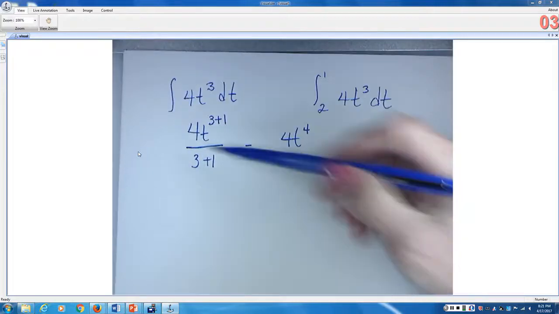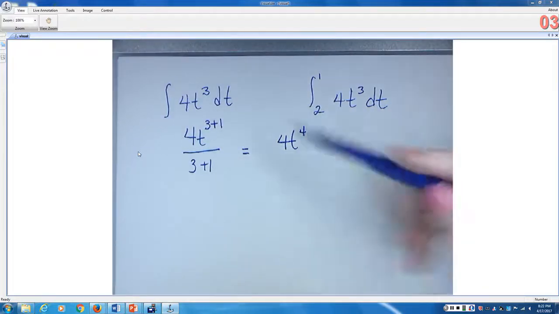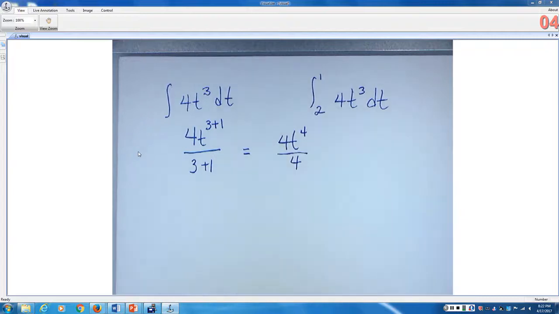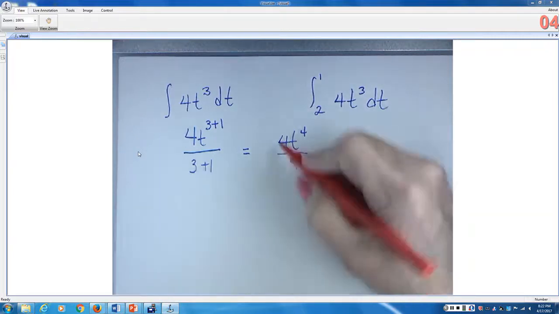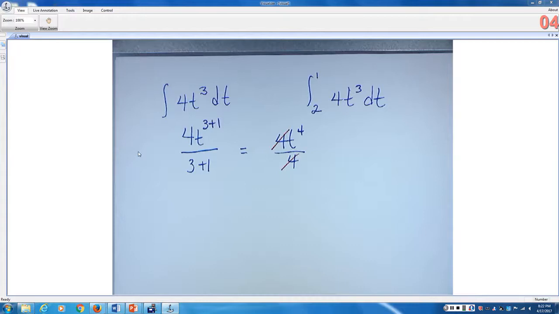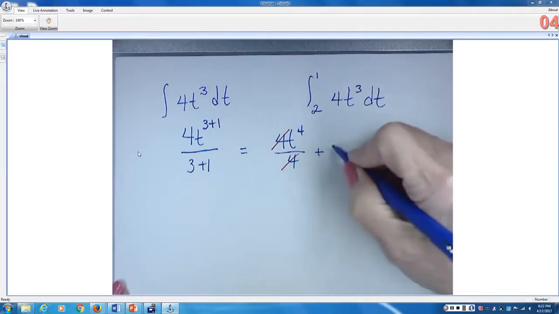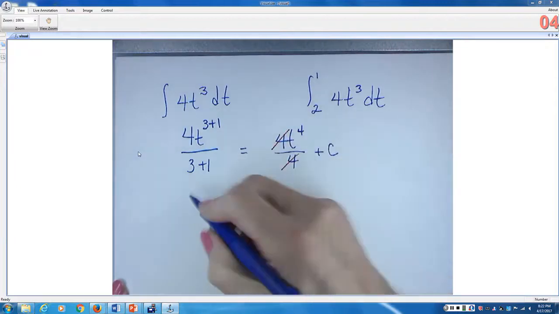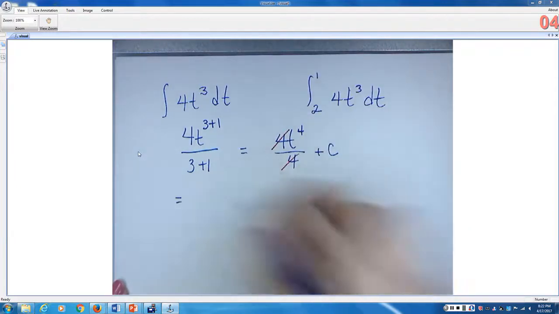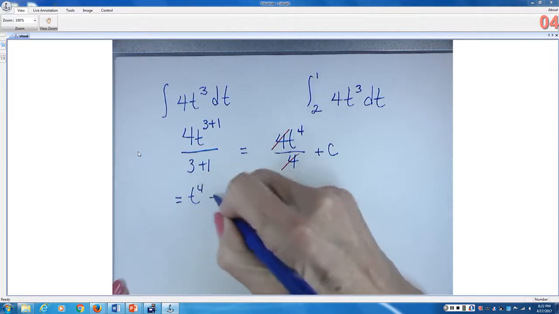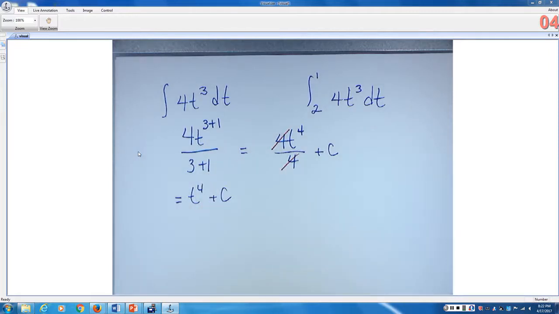So, 4t to the 3 plus 1 is 4t to the fourth power over 3 plus 1 is 4. And guess what happens to the fourth? And then normally, if we're doing the indefinite integral, then we would say plus c. So this integral is equal to t to the fourth plus c. Now we're going to move over and add the part to it where we're going to do the definite integral.